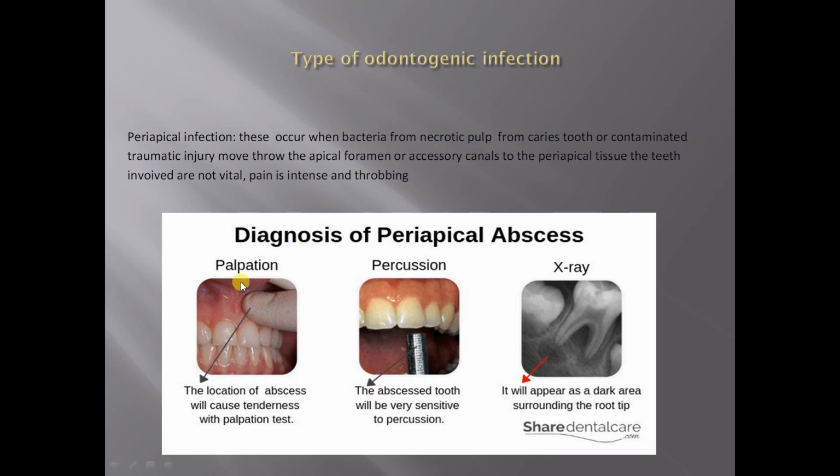For diagnosis of this infection, we have three routes. Palpation, the location of abscess will cause tenderness. Percussion, the abscessed tooth will be very sensitive to percussion, and by X-ray we see the radiolucency in the apical area of the tooth roots.